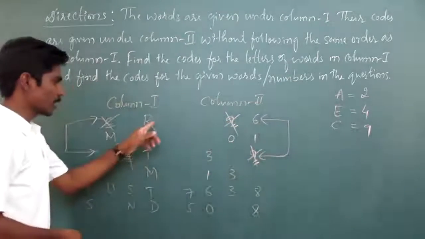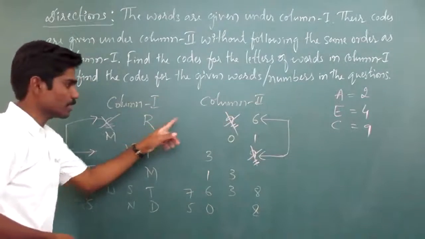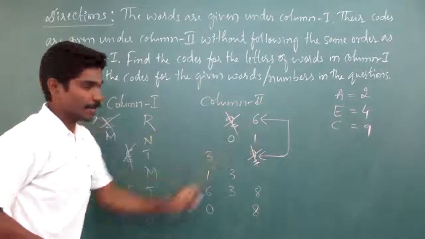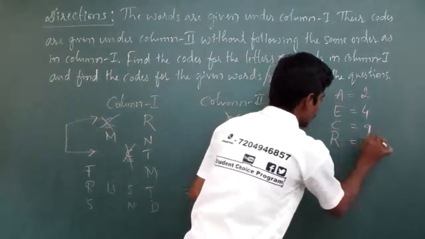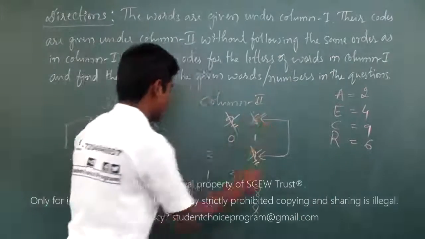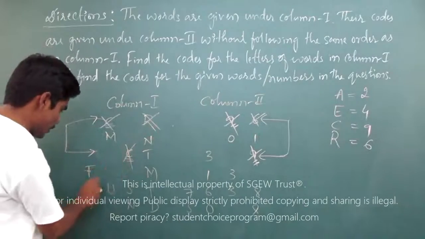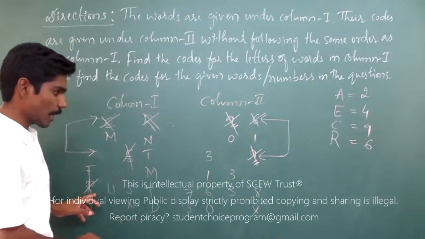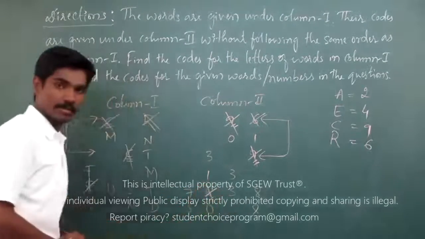Now what is left? Letter R is left, whose code is 6. Am I right? The code for the letter R is 6. Now this is also over. Now again R is there. The code for R is 6. It is over.